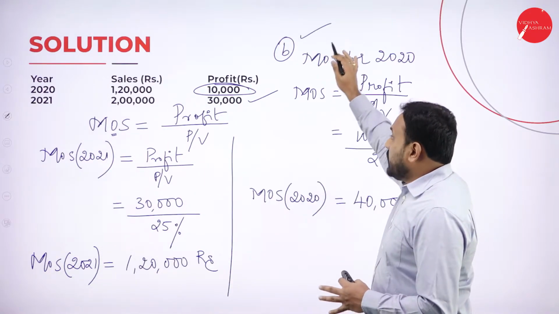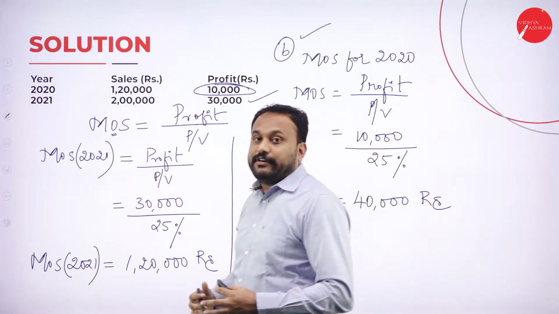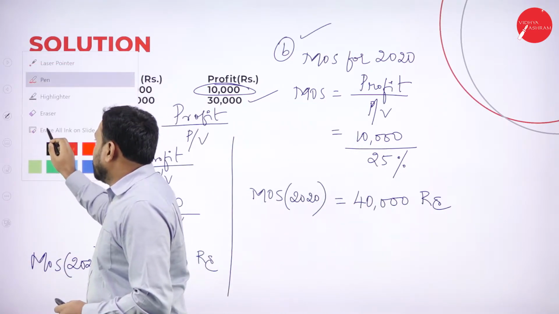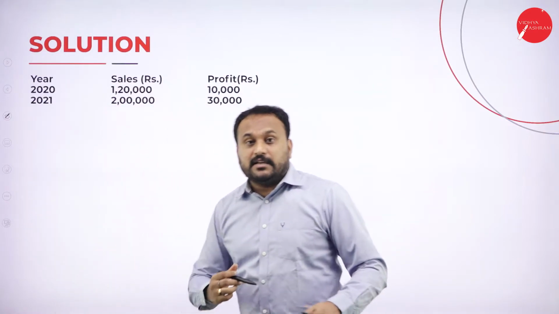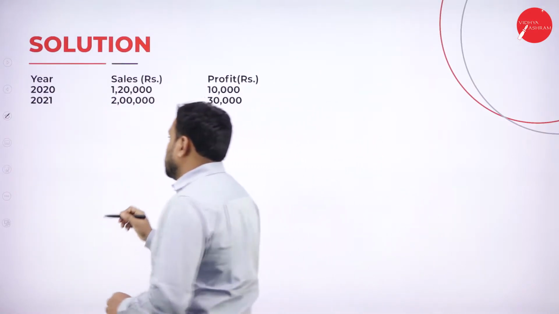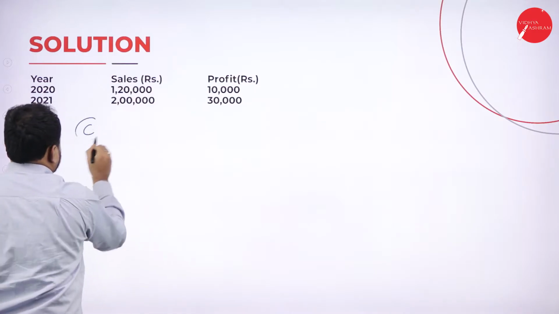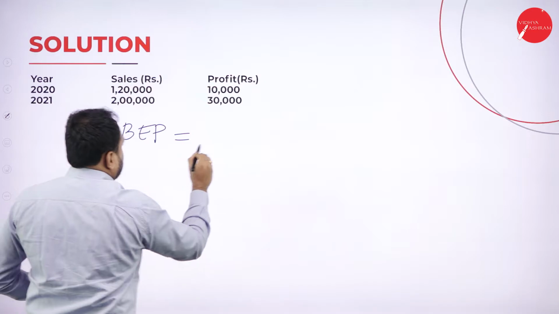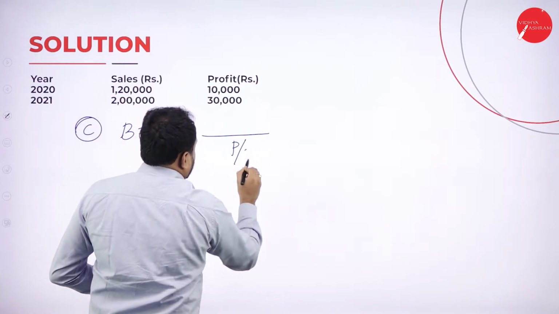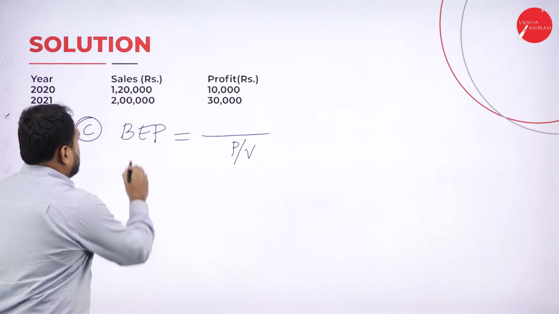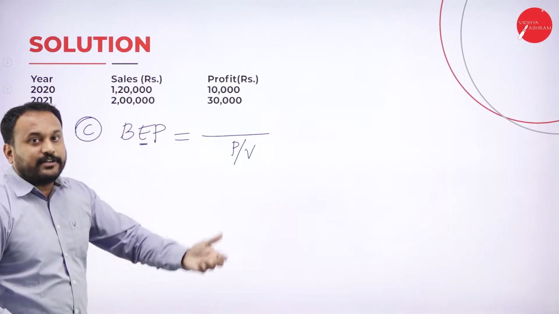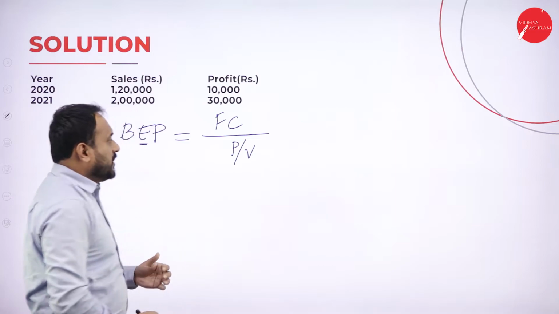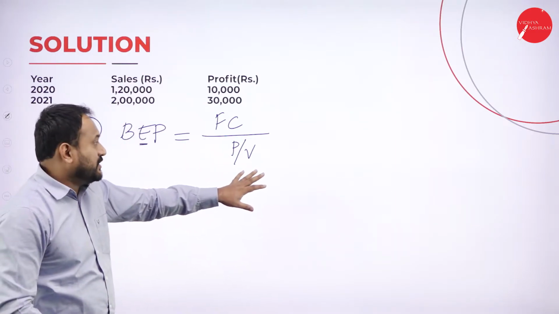So B is done, and now I need to actually find my BEP. So I'll just erase here. Erase all. Now let's find BEP. So that is C. BEP is equal to. Now PV is always in the denominator. Now after E, what will come? F. F in the sense fixed cost. Now here fixed cost divided by PV is what it is.